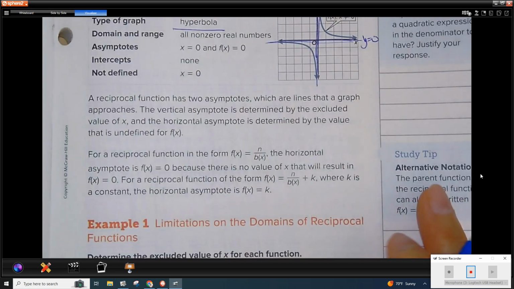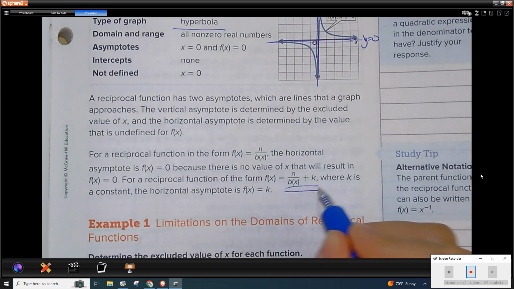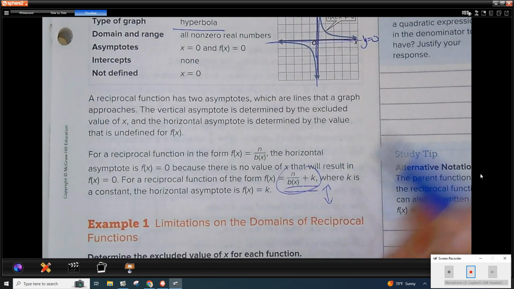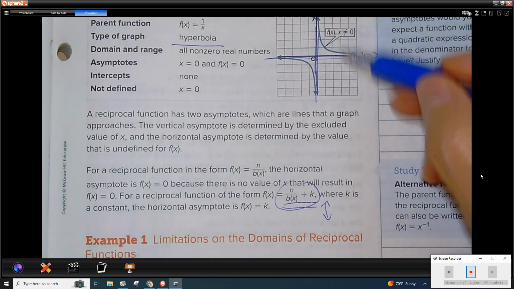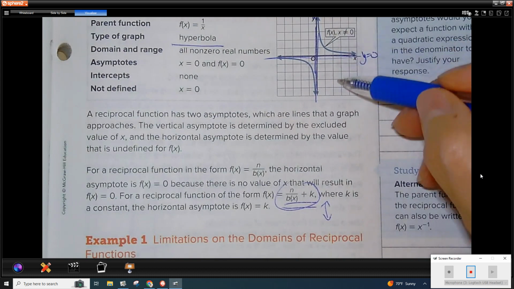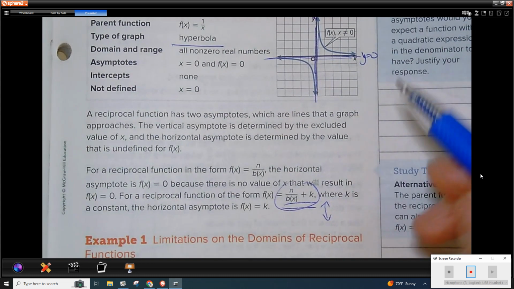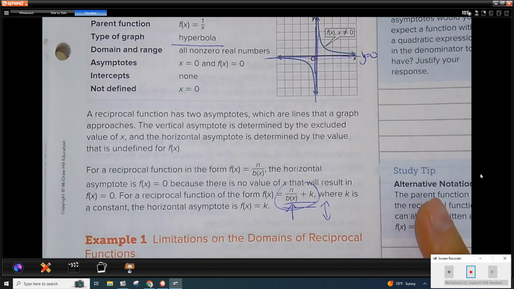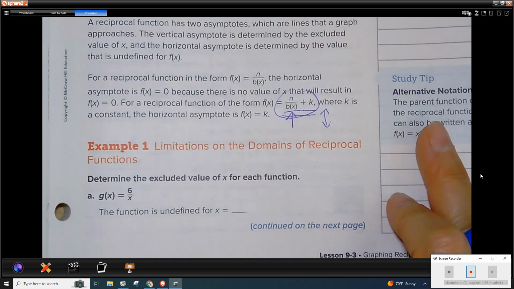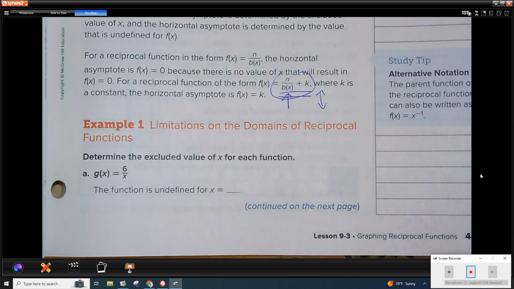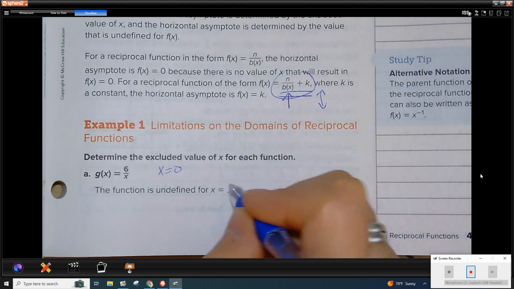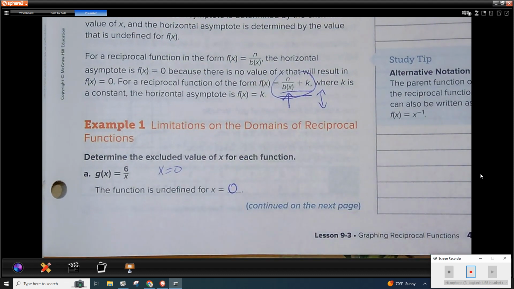You know your transformations, and you know if you have a number outside, plus or minus, it goes up or down, and that moves your horizontal asymptote. So your horizontal asymptote is based on the k value, and your vertical asymptote is based on where it doesn't exist in the denominator, where it's 0. So right here, example 1, x can't be 0, so you set your denominator equal to 0, done. So it doesn't exist, it's undefined for x equals 0.